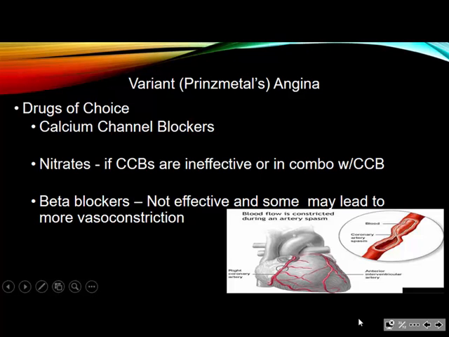Now there's some tricky ones because no patient just comes in and has one problem. So we have patients that may have coronary artery disease, known coronary artery disease, and they have a component of variant or Prinzmetal's angina, and then we just have to weigh the risks and the benefits of those medications for that specific patient. But in most patients, if they have variant Prinzmetal's angina and we've ruled out coronary artery disease, our first-line agents are going to be nitrates and calcium channel blockers.